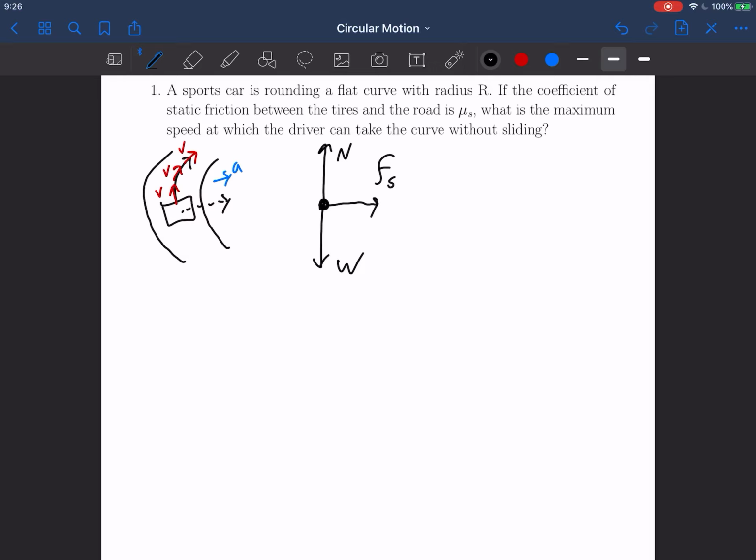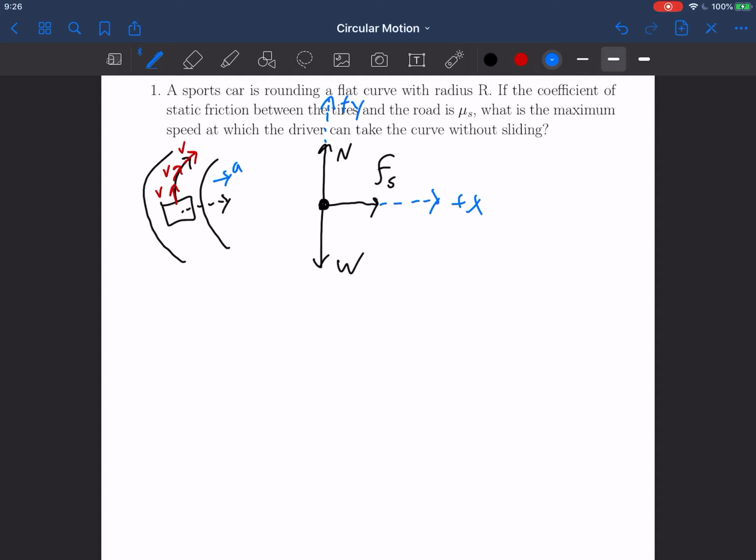Okay, so we have a free body diagram. I can define my xy axes. I'll make the plus x direction towards the center of the circle. I'll make the plus y direction straight up into the air. All right, this is again from the perspective of being behind the car. And so now we have a free body diagram.